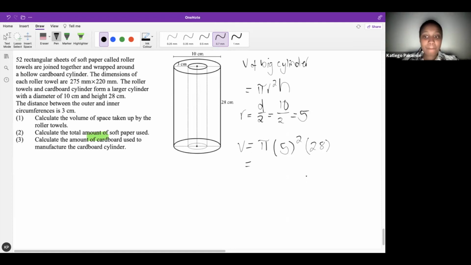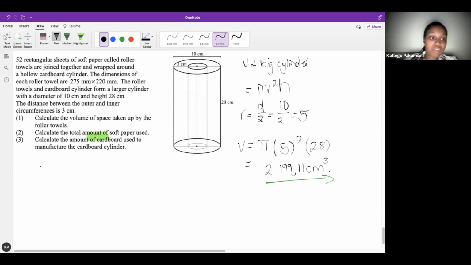Okay, what's the volume for the big one? It's 2,199.11 centimeters to the power of 3. So it's 2,199.11 centimeters cubed. Okay, so we've got volume number 1.